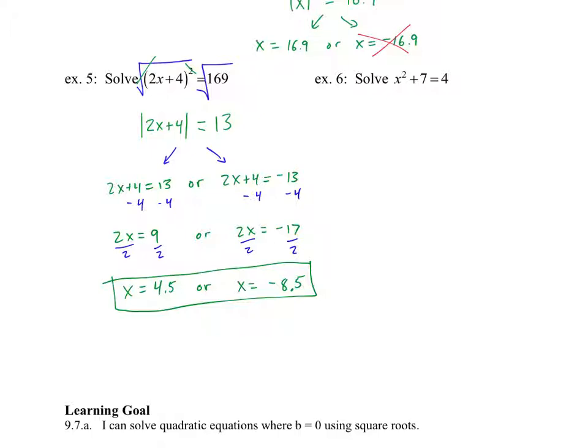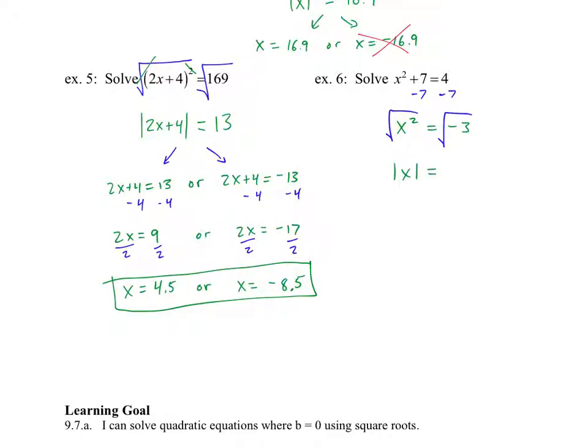And last but not least, we get kind of a weird one here. Go through and solve it like normal. We want to get the x squared by itself, so I subtract 7 from both sides. X squared equals negative 3. Then I could square root, because I have that all by itself. That's going to give me absolute value of x.